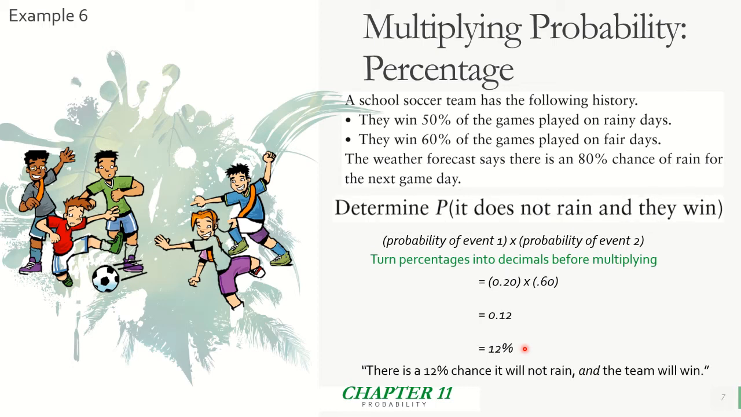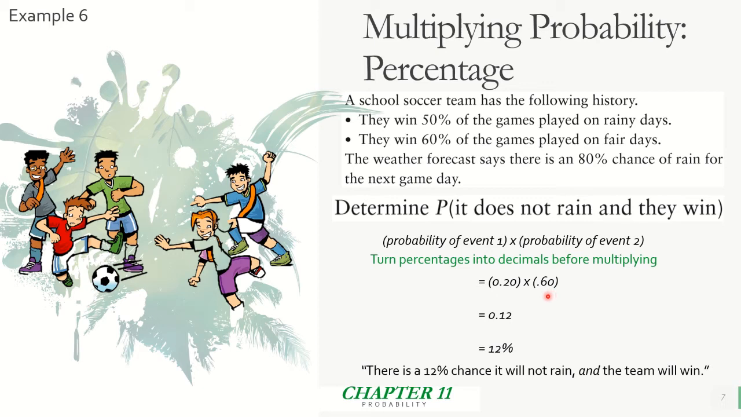Okay, last example we're going to do today. Same question, except this time we're looking for the probability that it does not rain and that they win. So let's look at this first event here, the does not rain part. If there's an 80% chance that it rains, the complementary outcome to that is a 20% chance that it does not rain. Remember, all percentages need to add up to 100%. So if it's an 80% chance of rain, that means a 20% chance of fair or not rain. So our first number here is 20%, which I've turned into 0.20.